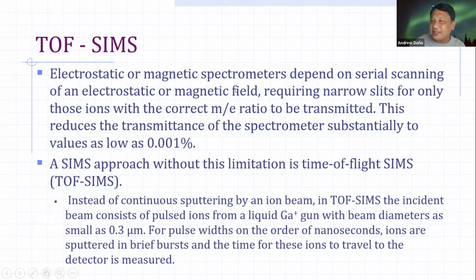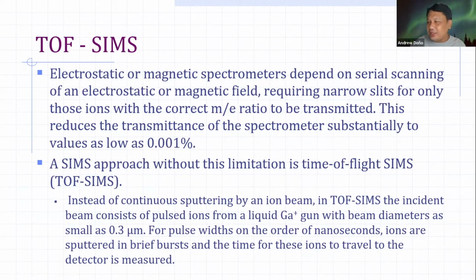Electrostatic or magnetic spectrometers depend on serial scanning of an electrostatic or magnetic field, requiring narrow slits for only those ions with the correct mass-to-charge ratio to be transmitted. This reduces the transmittance of the spectrometer substantially to values as low as 0.001%. A SIMS approach without this limitation is time of flight SIMS, or top SIMS. In the top SIMS, instead of continuous sputtering by an ion beam, the incident beam consists of pulsed ions from a liquid gallium gun with beam diameter as small as 0.3 micrometer.